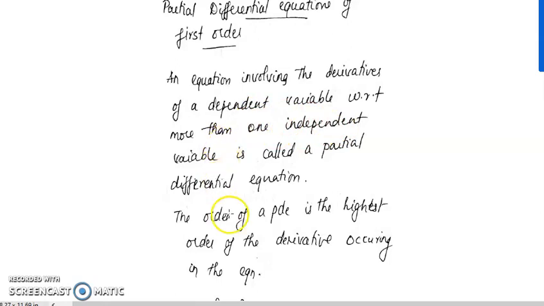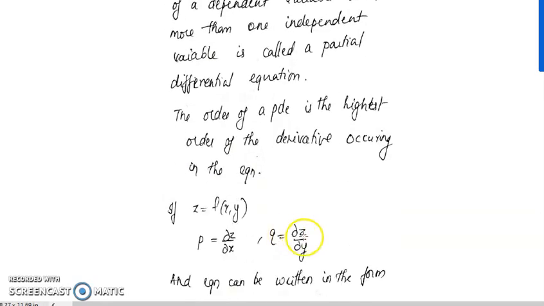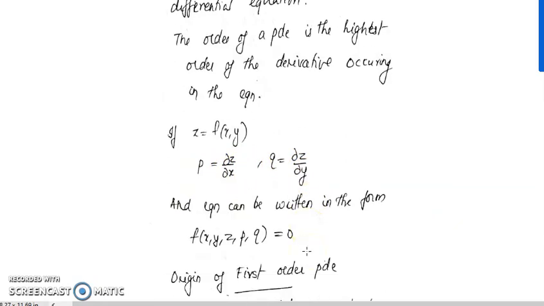Now similar to ODEs, the order of a partial differential equation is the highest order partial derivative occurring in your equation. If z is equal to f of x, y, so z is the dependent variable and x and y are the independent variables, then you have the partial derivatives denoted by ∂z/∂x and ∂z/∂y. They are the partial derivatives with respect to x and y. Throughout the course we are going to denote them by p and q. So p denotes ∂z/∂x and q denotes ∂z/∂y.